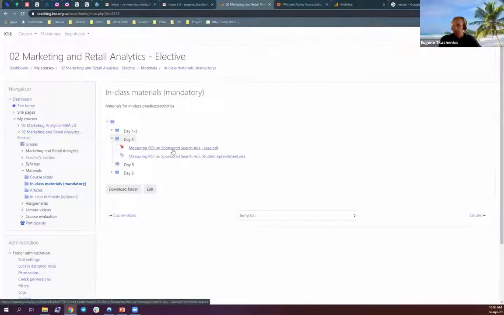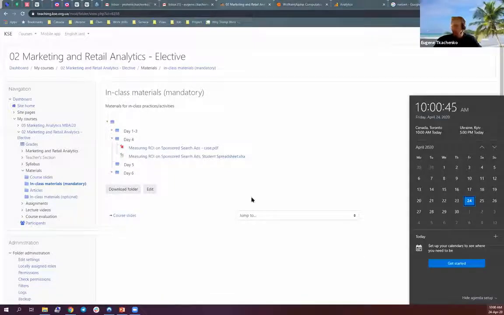Measuring ROI on sponsored search ads, the actual case, and the actual student spreadsheet. So for the next 20 minutes, I would like you to read the case and open the student spreadsheet and start thinking about the numbers which are available there.